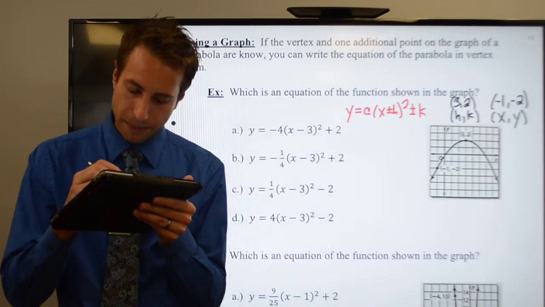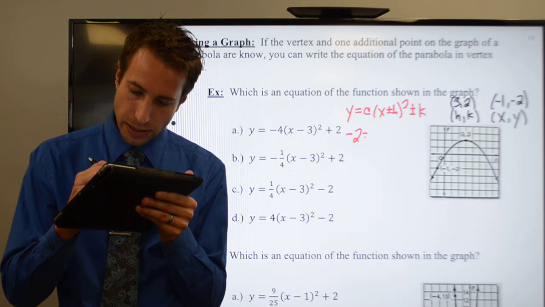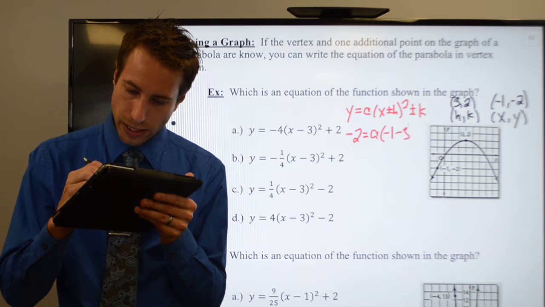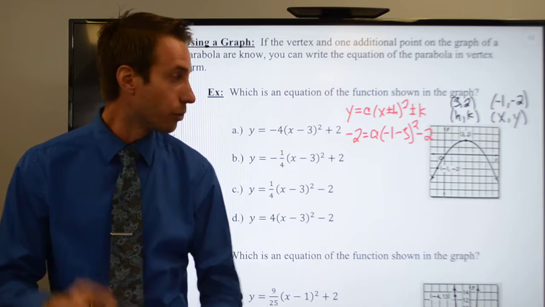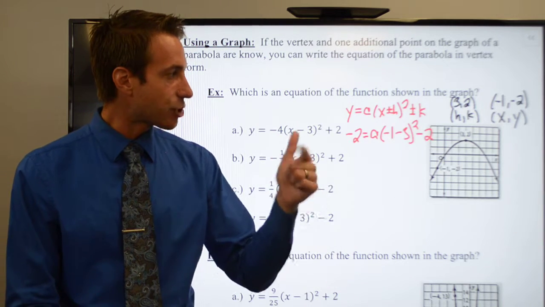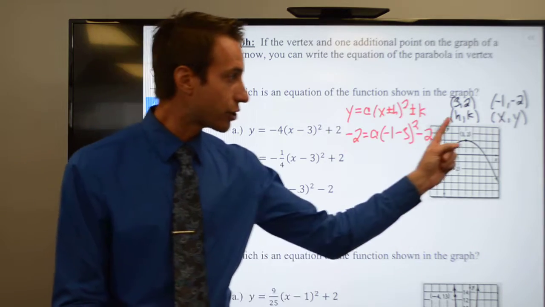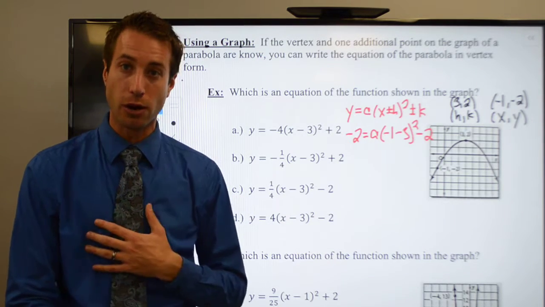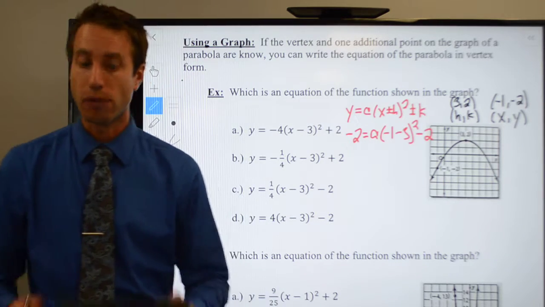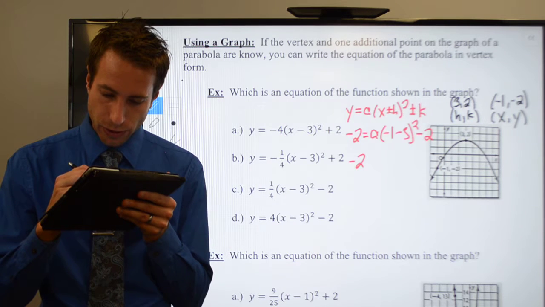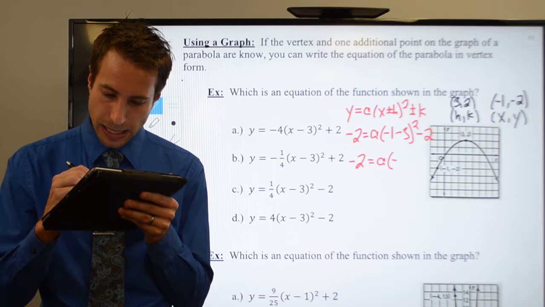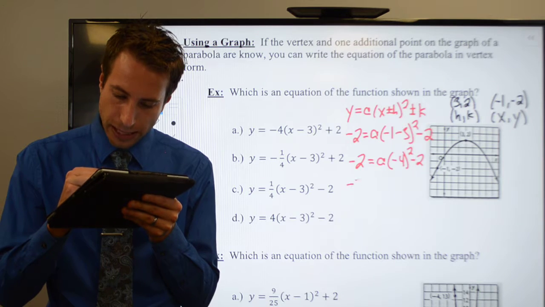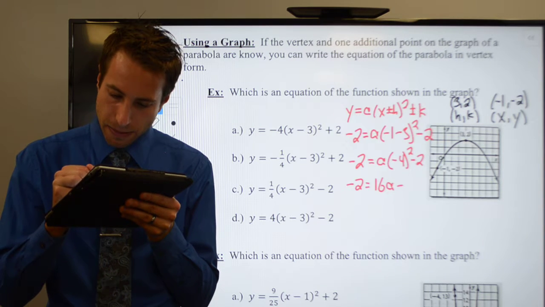So let me go ahead and do that. -2 is equal to a times (-1 - 3) squared - 2. Well, when I plug in my h, my k, my x, and my y value, which comes straight from the graph I gave you, the only thing in this equation now that I don't know is a. So solve for a. -2 is equal to a times (-4) squared - 2. (-4) squared would be 16, so -2 is equal to 16a - 2.